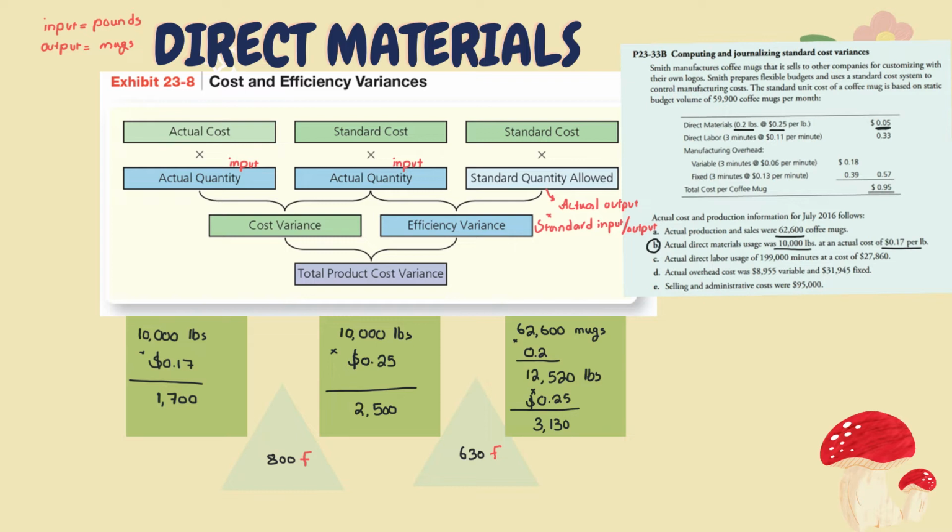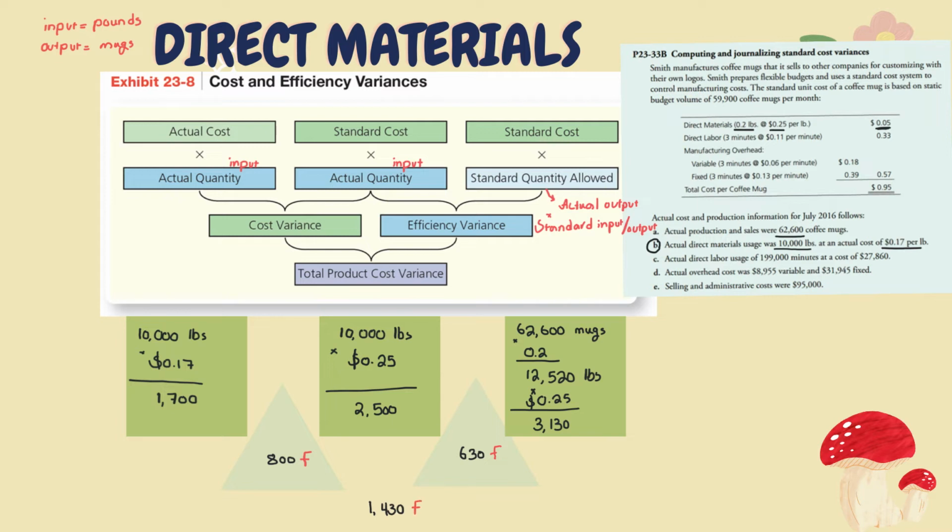Now to find total product cost variance, which is direct materials variance, I'm gonna find the difference between the first and the last. So the difference between 1,700 and 3,130 is gonna be 1,430. Now, is it favorable or unfavorable? I expected to pay 3,130, I paid only 1,700, I paid less, so it's gonna be favorable.